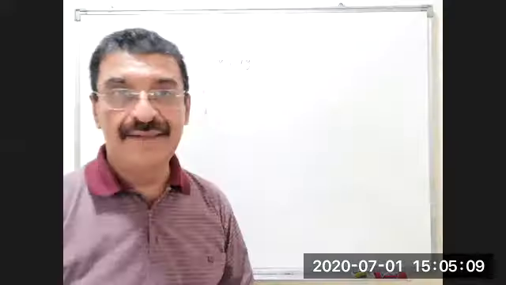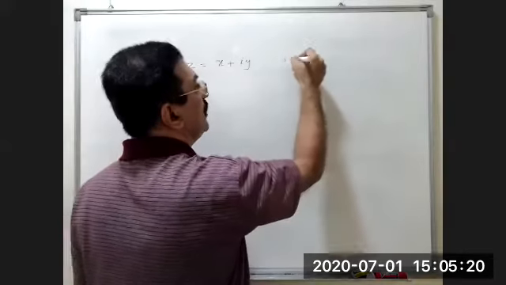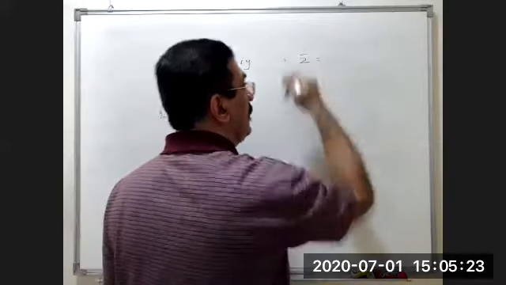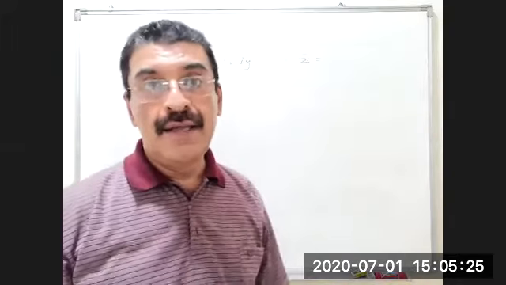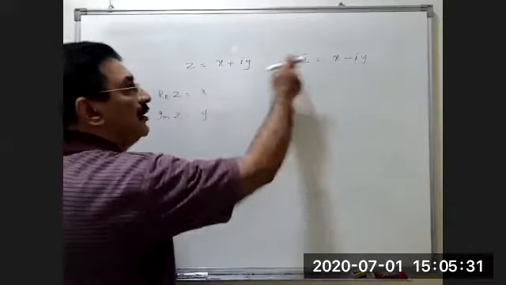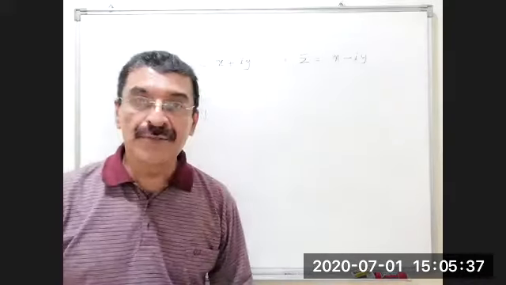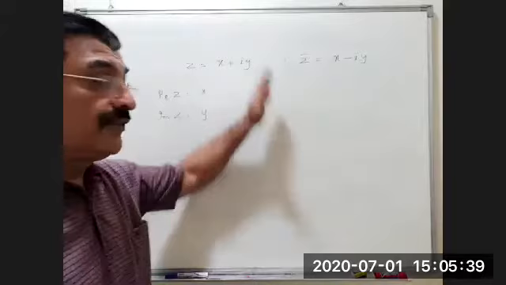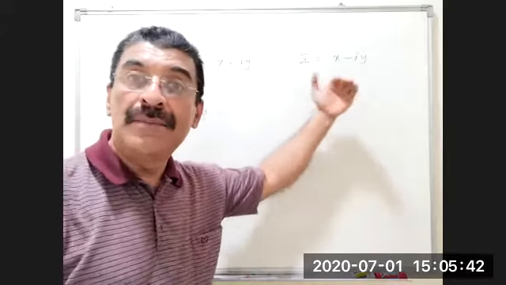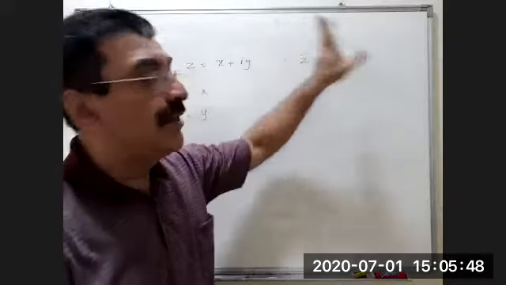complex conjugate. Complex conjugate means two complex numbers which differ in the sign of their imaginary part. That means if z is x plus iy, then the conjugate of it we denote by z bar. Z bar is x minus iy. See the difference between these two complex conjugates is that they differ in the sign of their imaginary part. Here the imaginary part is positive, here the imaginary part is negative.